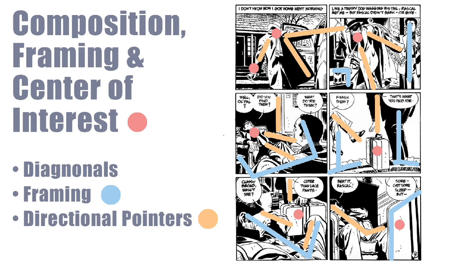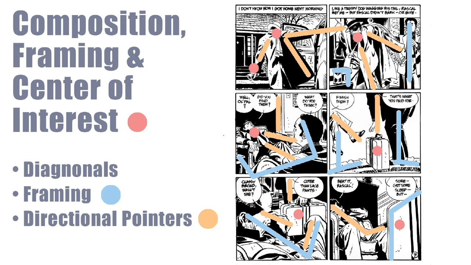All of the pointers, from previous panels or within the panel, are really directly like arrows pointing us to the main thing we want to see. And in panel 2 as well, he's using Rascal in the foreground to frame Luca, the center of interest. In panel 3, there are vertical and diagonal pointers and diagonal framing with, again, Rascal and the end table, bringing us to the center of interest of Luca.